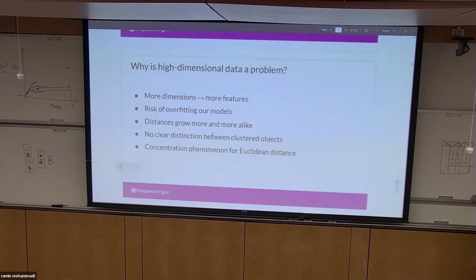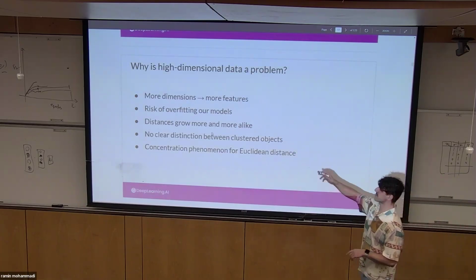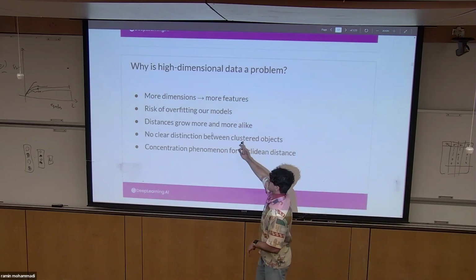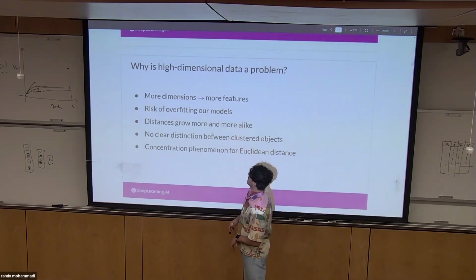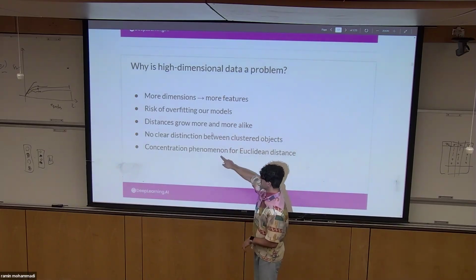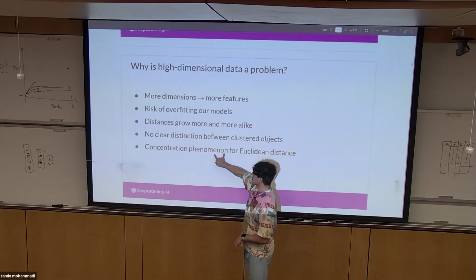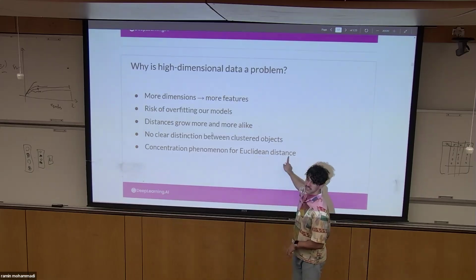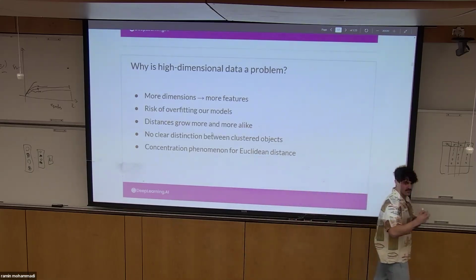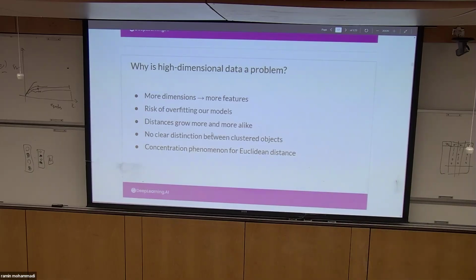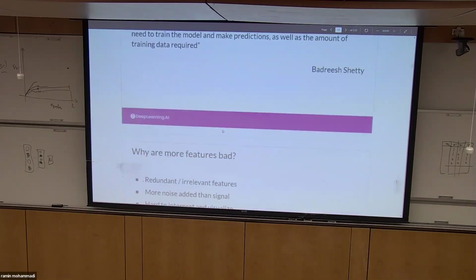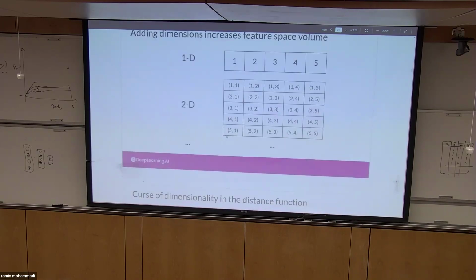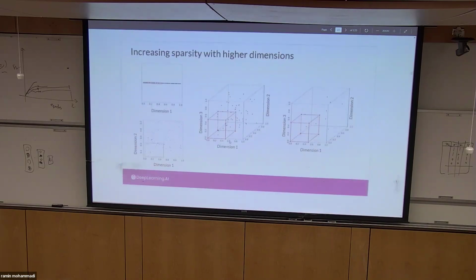So let's first talk about this. More dimensions, more features, the risk of overfitting increases. Distance grows more and more, with no clear distinction between cluster objects. This is what they call the concentration phenomenon for Euclidean distance. It loses that concentration; basically the distances are so far. Now, first let's look at this example, then we come back here.